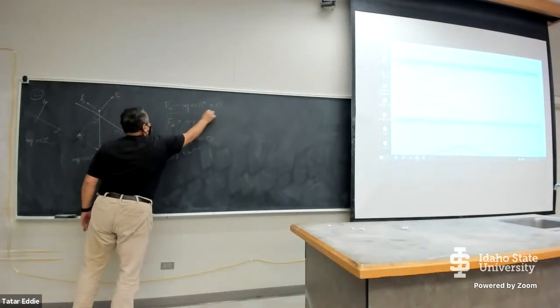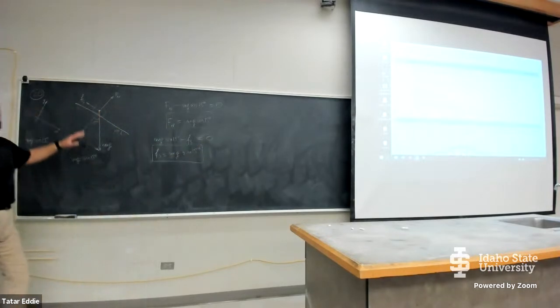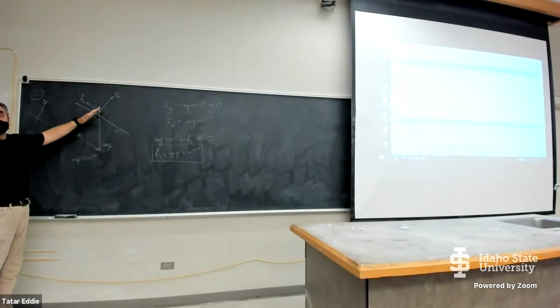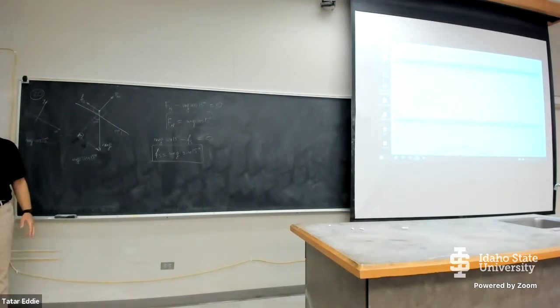So here is part A, here is part B. Again, notice that the entire solution of the problem is in the composition of the gravity force into a component parallel to the surface of the incline and a component perpendicular to the surface of the incline.